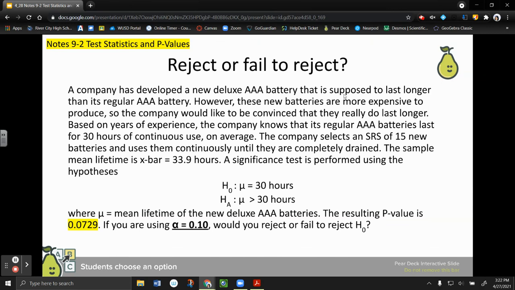All right, here's another example. Again, I'm not going to necessarily read it. We're going to look at the p-value. P-value is 0.0729. It says, if you're using an alpha of 0.10, would you reject or fail to reject our null hypothesis? So again, comparing our p-value to our alpha, this is less than alpha. So in that case, we are going to reject our null hypothesis.